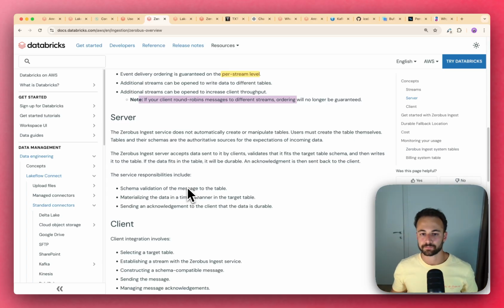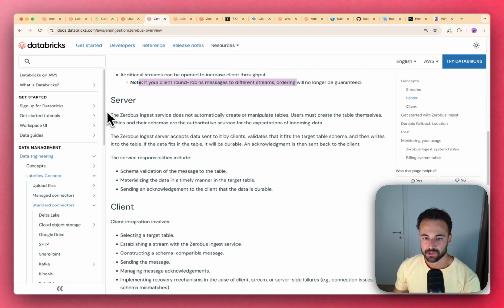The Zerobus ingest server does not automatically create or manipulate tables. The users must create tables themselves. Tables and their schemas are the authoritative source. It accepts data sent to it by clients, validates, then writes to a table as we said. The server's responsibilities include schema validation of the message to a table.